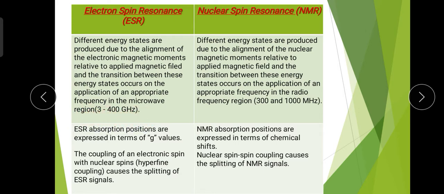As we already mentioned in our previous lecture, ESR spectroscopy falls in the microwave region, which has a frequency of 3 to 400 gigahertz. In ESR we have different energy states due to the alignment of the magnetic moments relative to the applied magnetic field. The important alignment here is of the electronic magnetic moments, and this all happens due to the external magnetic field.